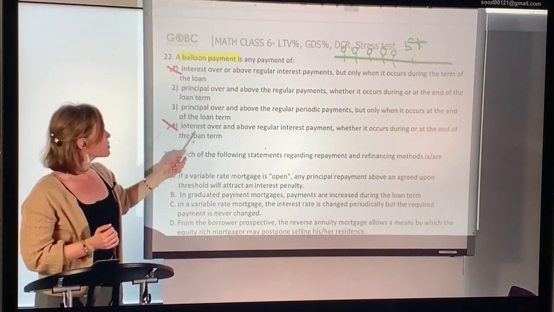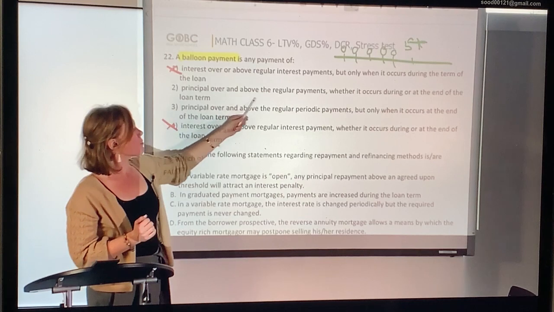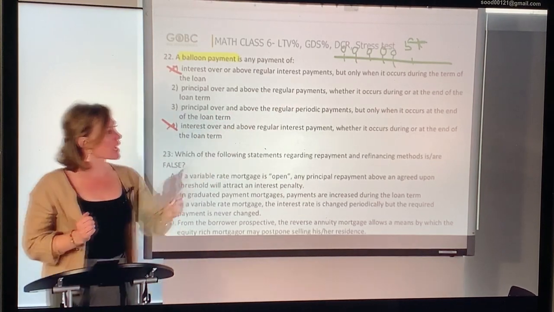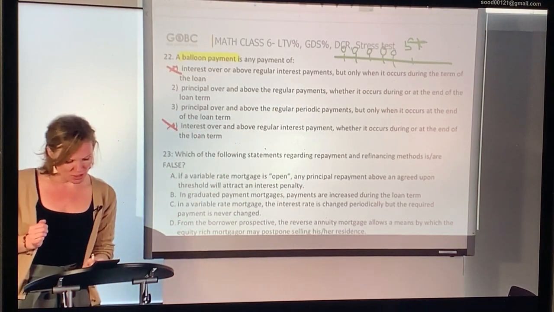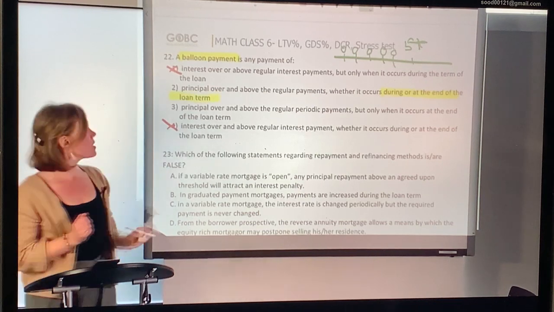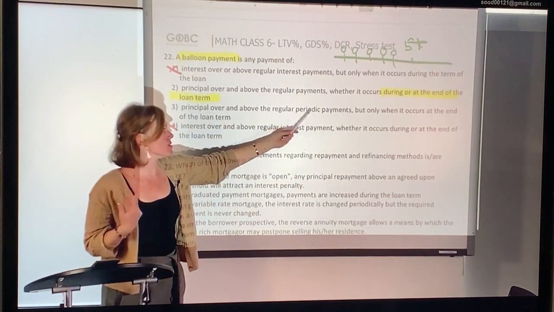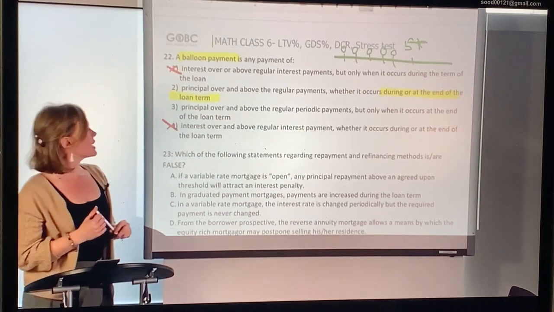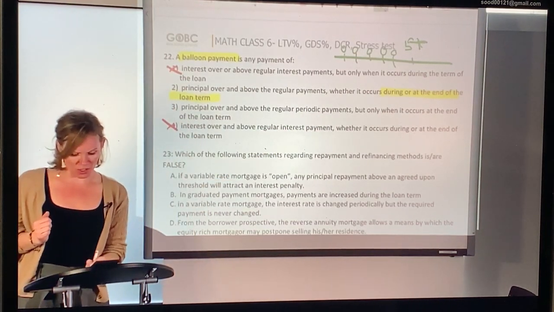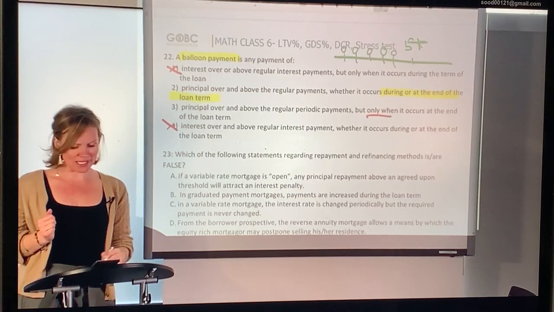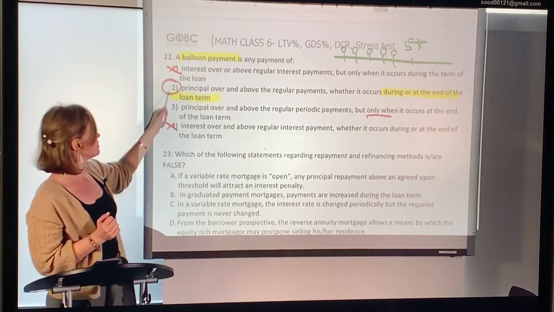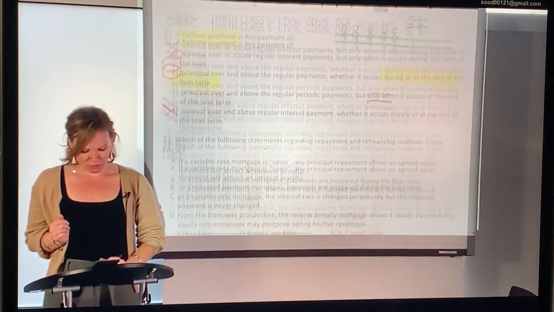Okay? So if I look at option 1, it says principal, which is good, over and above the regular payments, where they occur during or at the end. So that's option number 2. You can do that during or at the end of the loan term, which is good. And option 3 says principal over and above the regular periodic payments, but only when it occurs at the end of the loan term. So you see, that's what the problem is. It's not only at the end. It can happen at any time. So you would choose option number 2 as the answer. Okay, that's the one.